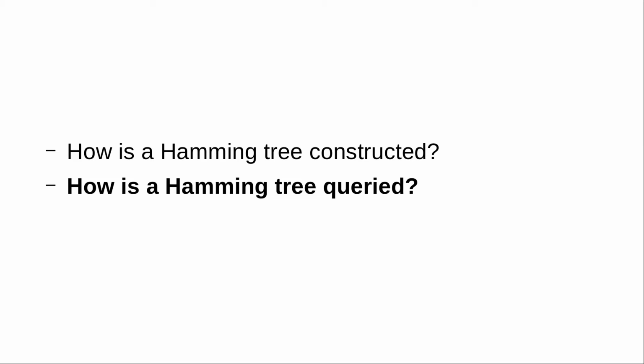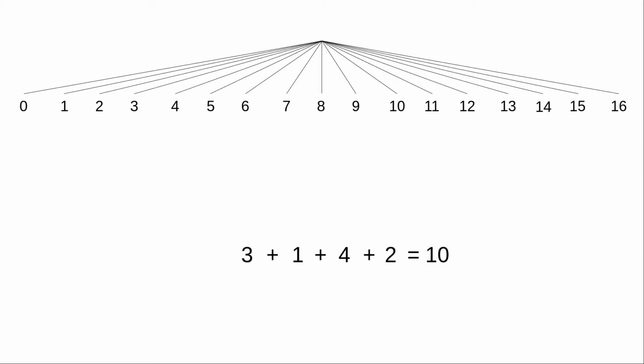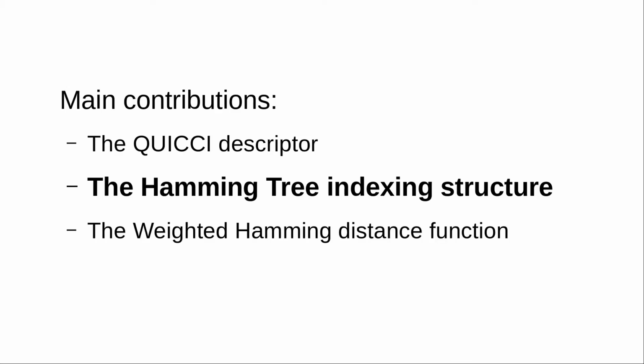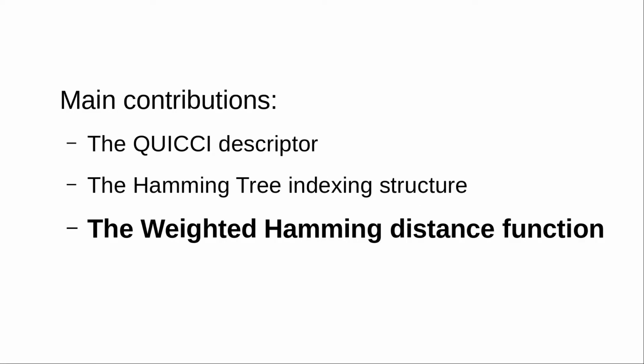Let's now briefly look at how it can be queried. The querying mechanism iteratively selects nodes to visit depending on their minimum Hamming distance to a given query. As we've seen before, such a minimum distance can be computed based on the number of bits set to 1 in a given sequence. In this example, selecting the branch of 7 here would incur a distance penalty of 3. And that concludes the Hamming tree indexing structure. We'll now move on to the final major contribution of our paper, the weighted Hamming distance function.